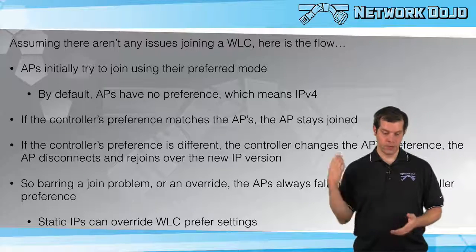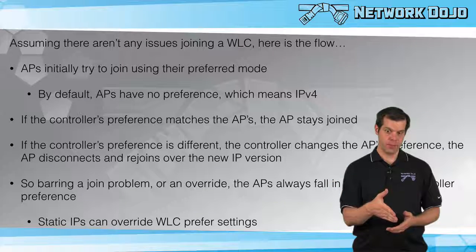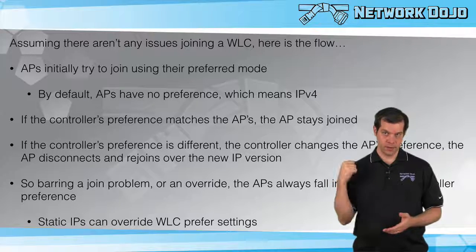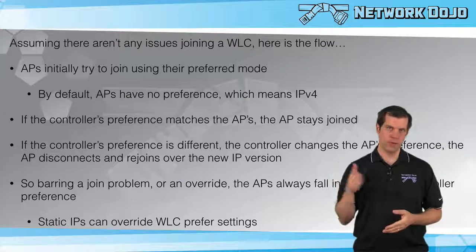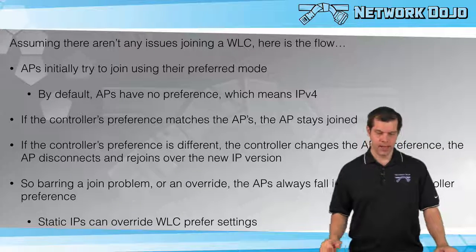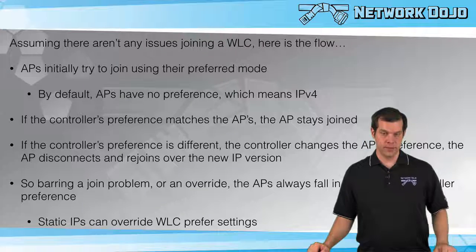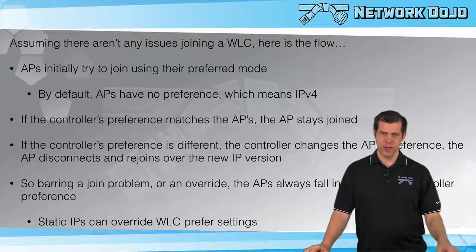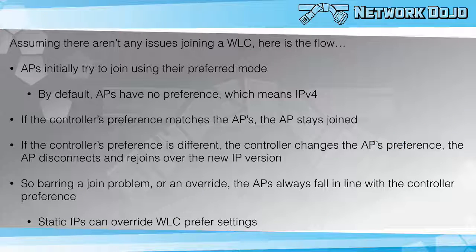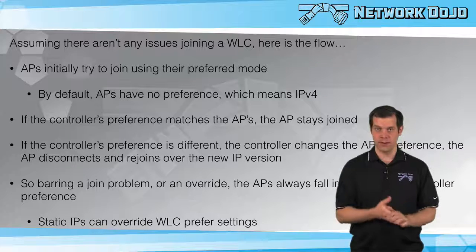And so it'll either join once if it had the same preference, or it'll join, disassociate, and switch over to the controller's preference. So at the end of the day, the controller enforces its will, and it will alter the AP's preference to match what it is using. And this assumes that there's no problems actually joining the controller. There are different possibilities you can run into when you start running into failures.